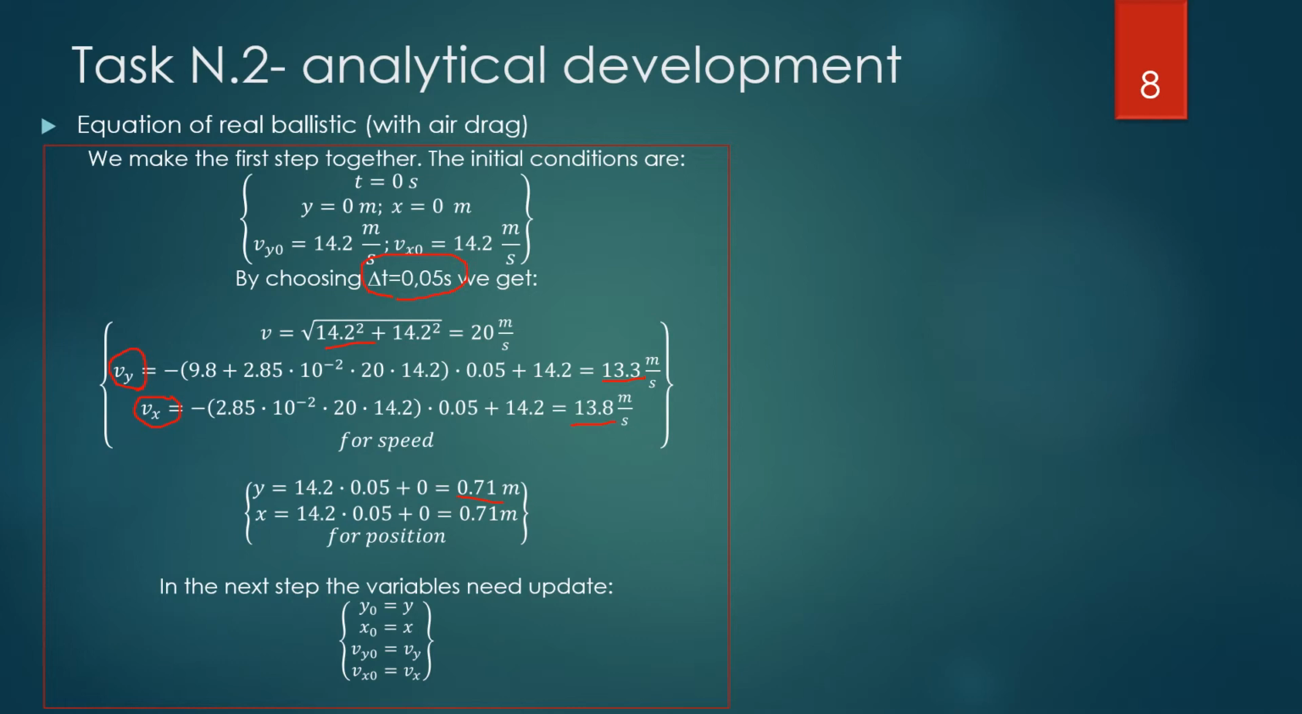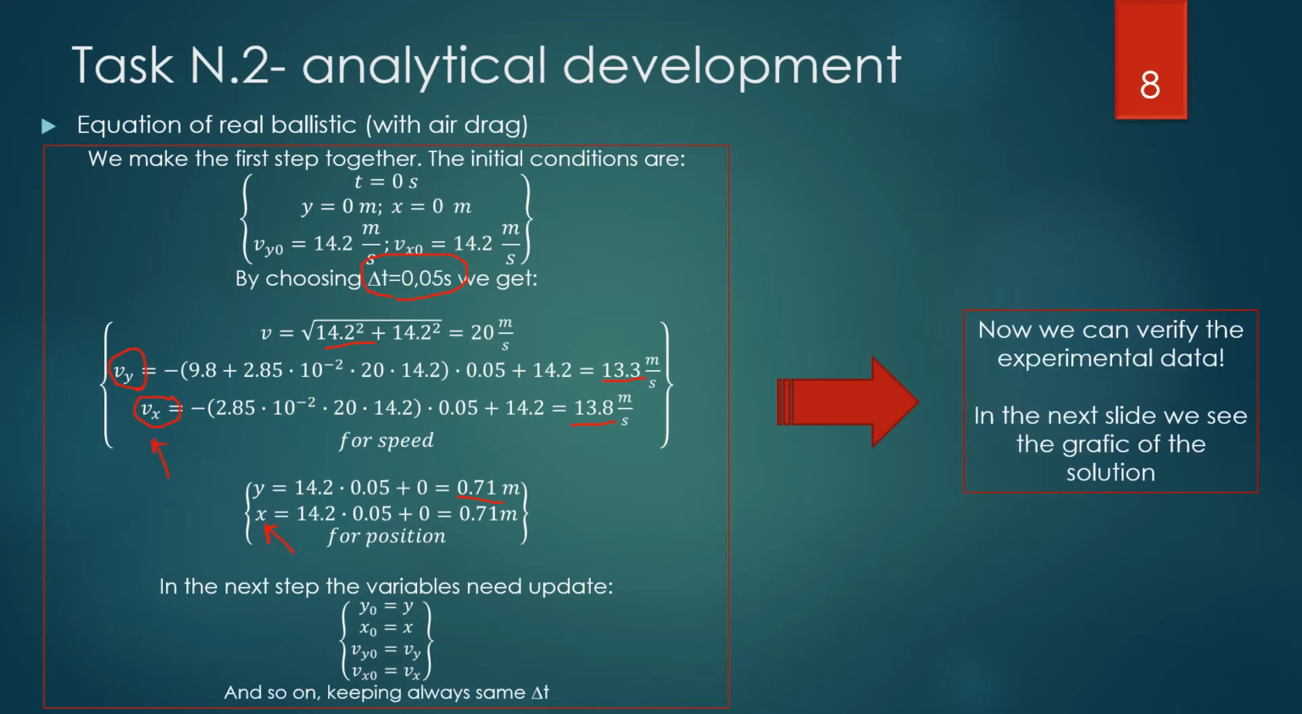For the following step, we need to replace y0, x0 with y, x respectively, which are the ones we have found right now, and vy0, vx0 with vy, vx found right now. And so on, we get step by step to the final solution. We can display the chart and we'll see the graphic in the next slide.